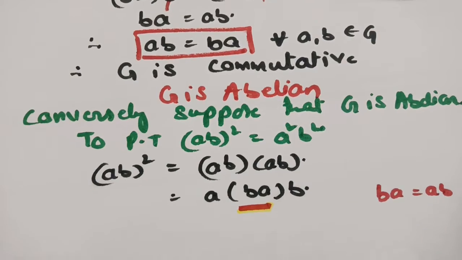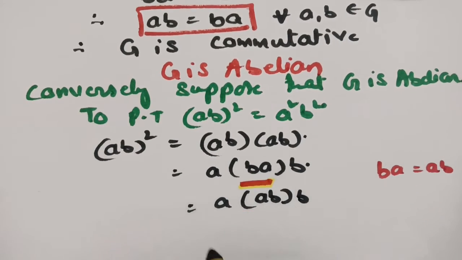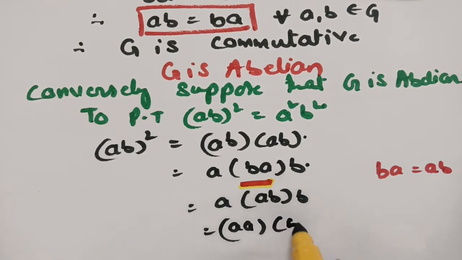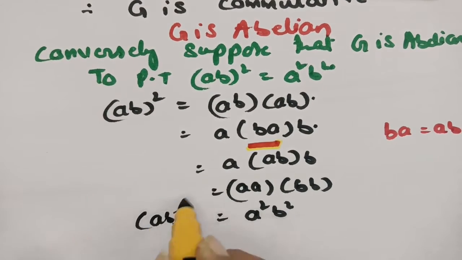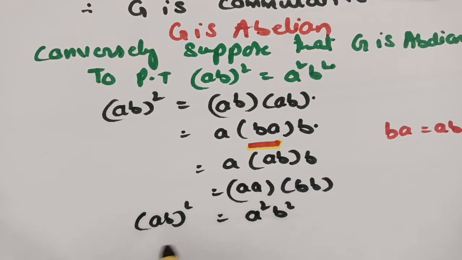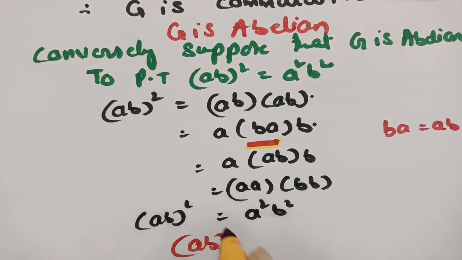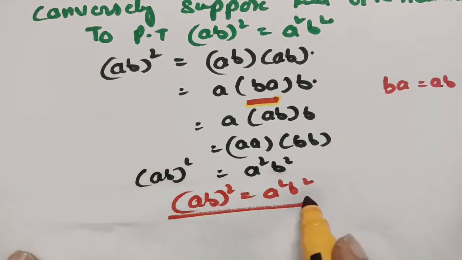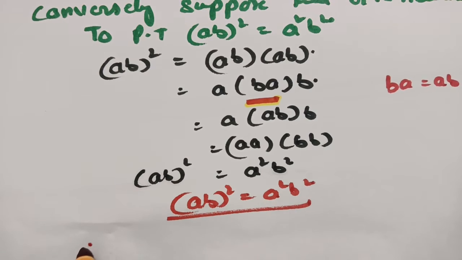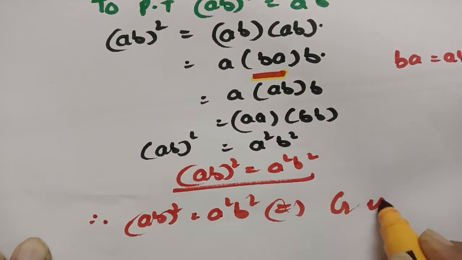Now since AB is equal to BA, I am writing this as A into AB into B, and this is nothing but A into A into B into B. So this is nothing but A square into B square. So I have taken (AB) whole square and shown that it is equal to A square B square, taking G as abelian. Therefore, according to our theorem, (AB) whole square is equal to A square into B square if and only if G is abelian.